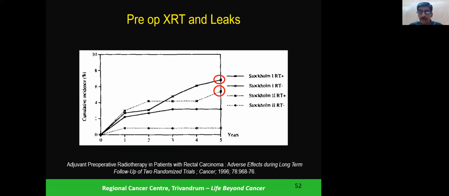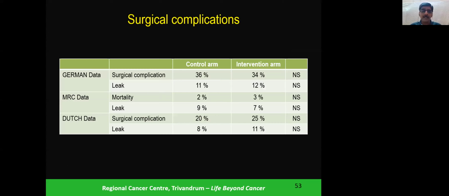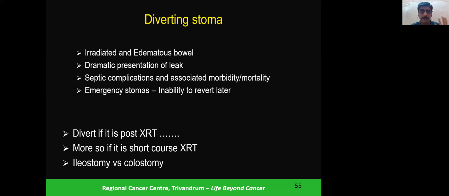Don't be scared or afraid about short course RT, because you radiate the last week and you're going to operate this week. Is the leak rate going to be higher? There has been a comparison of leak rates between short course and long course. There is no major difference. Whatever it is, if you have given radiation, there is a higher incidence of leak rate. And again, the German data, the MRC data, and the Dutch data all show that the leak rate is higher if you are irradiated. And again, we are all concerned about anastomosing irradiated, edematous tissue.